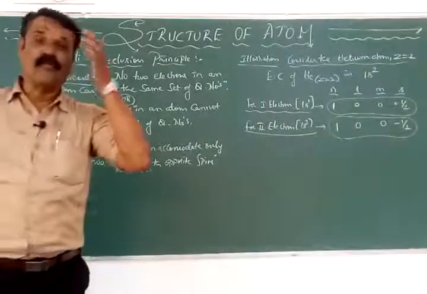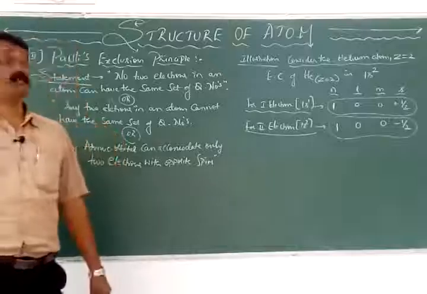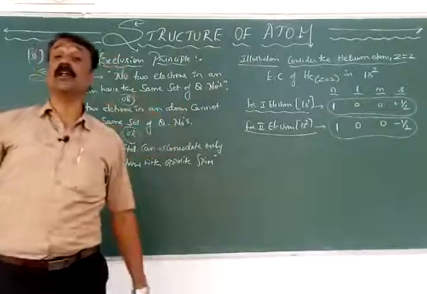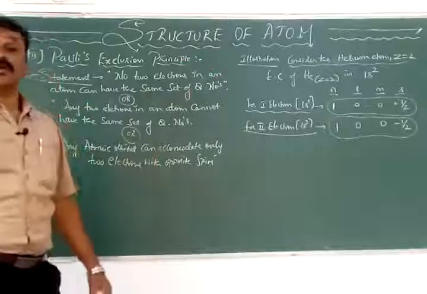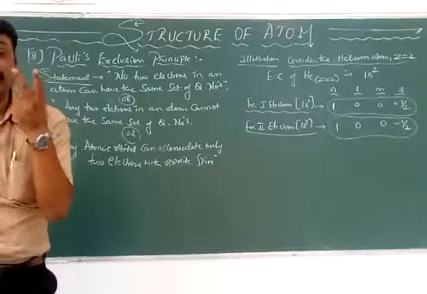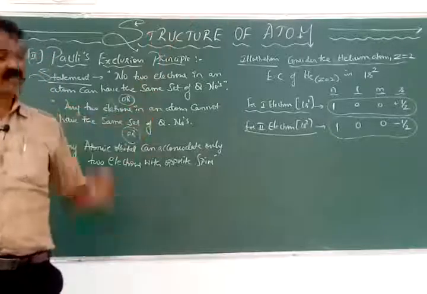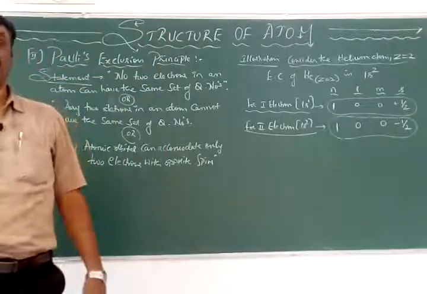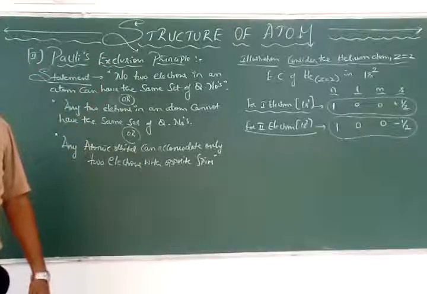But is the set of 4 quantum numbers for the 2 electrons in the helium atom the same or different here? N is equal, L is equal, M is also equal, but there is a change in the value of S. This means they cannot have the same set of quantum numbers. Or indirectly, any atomic orbital has the capacity of accommodating only 2 electrons with opposite spins. If the first electron is moving clockwise, the second must always be anticlockwise. That is the statement called Pauli's exclusion principle.